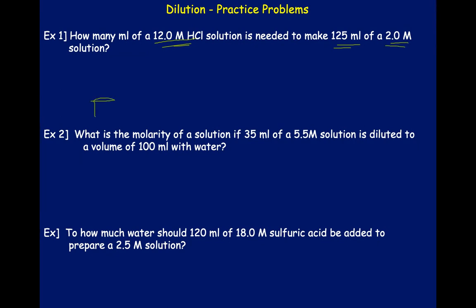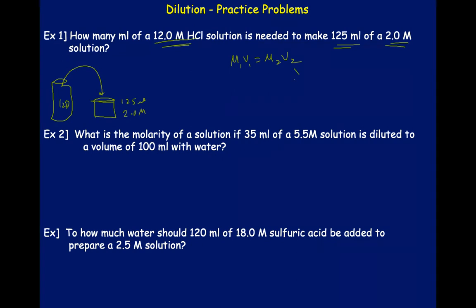Okay, again, I'm going to make 125 milliliters of a 2.0 molar solution. And again, I have a bottle of 12 molar. So again, how much of this do I have to take to put in there? Again, pair up your numbers. So basically, M1V1 equals M2V2.